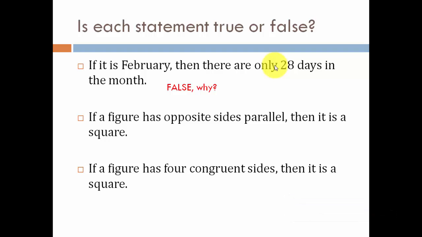Next, if a figure has opposite sides parallel, then it is a square. It is true that squares have opposite sides parallel, but there are also other figures that have opposite sides parallel, like parallelograms and rectangles, so this is also going to be false, because there are other figures. Last one, if a figure has 4 congruent sides, then it is a square. So it is true that a square has 4 congruent sides, but there are other examples. For example, a rhombus has 4 congruent sides, so this is going to be false.